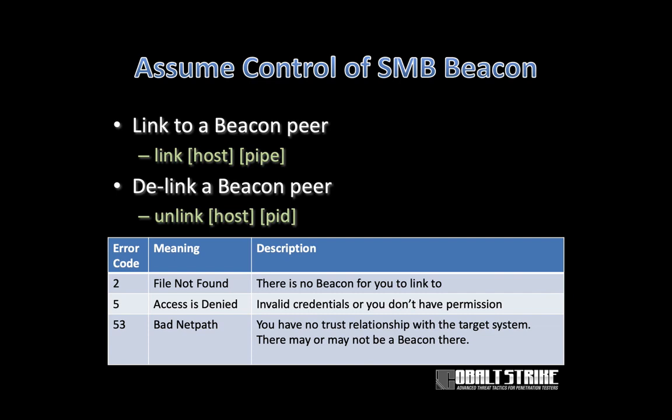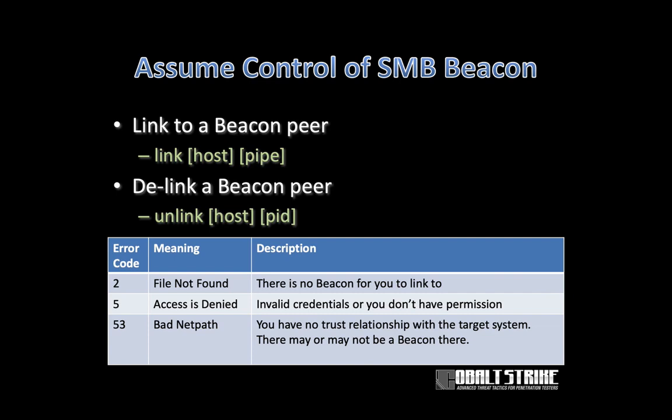One thing that is really cool about the SMB beacon is that you can disconnect from it and reconnect to it from another beacon at a later time. And in this way, the SMB beacon becomes a backdoor to maintain control of a target, even if you don't want to actively communicate with it all the time. To link to an SMB beacon, use the command link inside of the beacon console. So do link, hostname, and the pipe name.